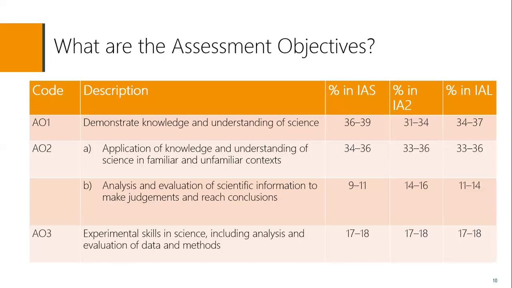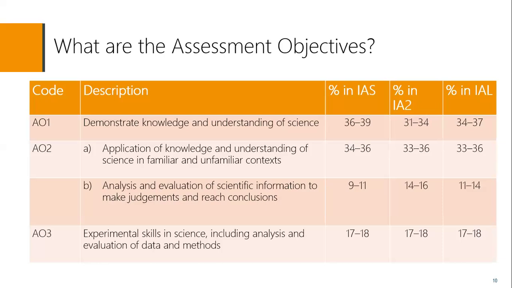So, as well as listing the assessment objectives, this table gives you the percent of marks that will address each of the assessment objectives. So, AO1 in the IAS, it's between 36 and 39%. In the IA2, it's between 31 and 34, giving an overall percentage for the whole qualification of 34 to 37%.